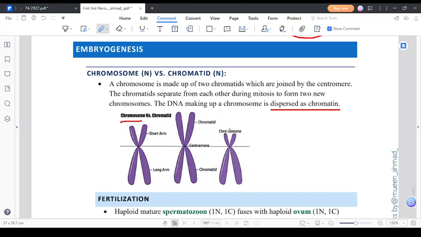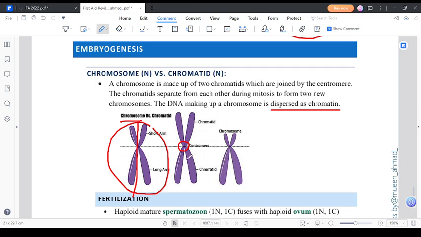The first thing is chromosomes. So these four strands, like two upwards or two downwards, or the whole structure like this one, is a chromosome which consists of two chromatids. Like this one is one chromatid and this is another chromatid. They are fused together to form a chromosome, and they are joined together at this particular point, and that is called a centromere. The chromatids separate from each other during mitosis to form two new chromosomes.